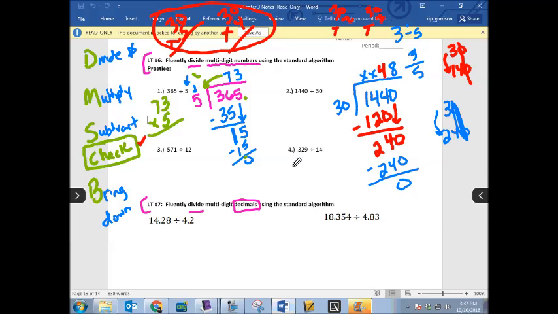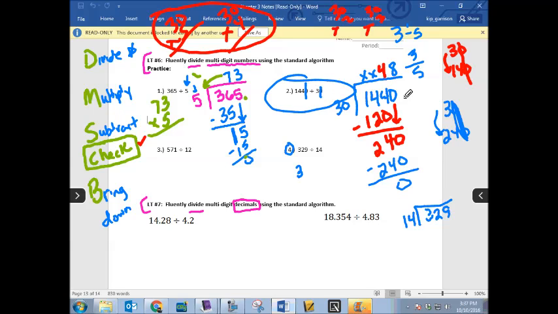All right. We're going to do one more right here. Hopefully you have room. I'm just going to kind of fit it in. I apologize if you don't. We're going to need that room down there for those, so don't write down there. Okay, we'll do this number 4 next. So again, I'm going to do it over here. 329 divided by 14.